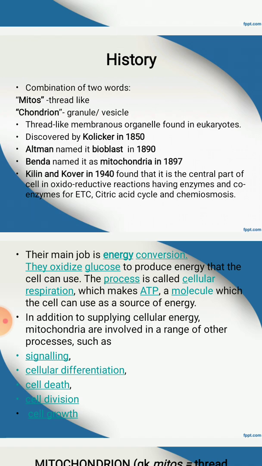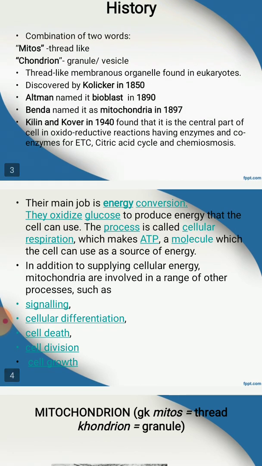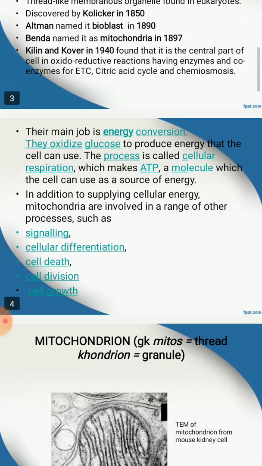Thread-like membranous organelles found in eukaryotes, discovered by Kölliker in 1850. Altman named it bioblast in 1890. Benda named it mitochondria in 1897. Kieler and Cover in 1940 found that it is the central part of the cell in oxidoreductive reactions, having enzymes and coenzymes for the electron transport chain, citric acid cycle, and chemiosmosis.